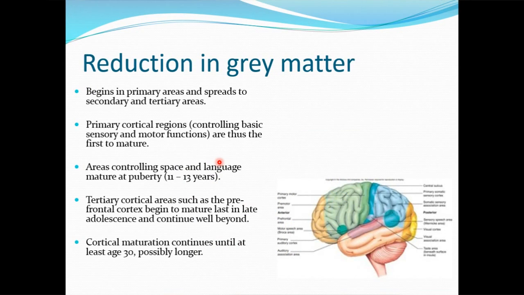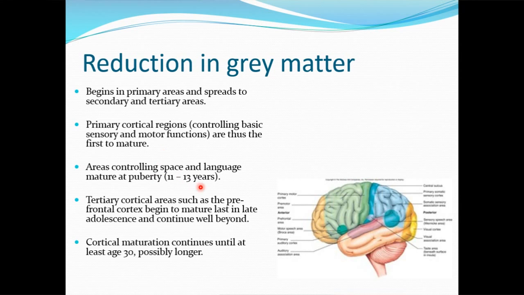Now, our grey matter also gets reduced and needs to be, because remember, we have a lot of connections, a lot of brain. It needs to be reduced for our brains to function optimally. In children now, I'm talking about in children. So reduction in brain matter begins in the primary areas and spreads to secondary and tertiary areas. Our primary areas, again, being your primary visual areas, your primary auditory areas, and so on. And then spreads to the secondary and tertiary areas. Primary cortical regions controlling basic sensory and motor functions are thus the first to mature.